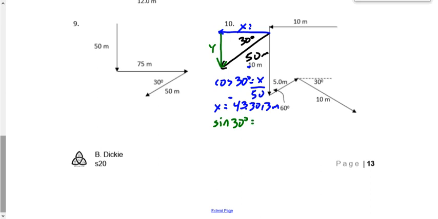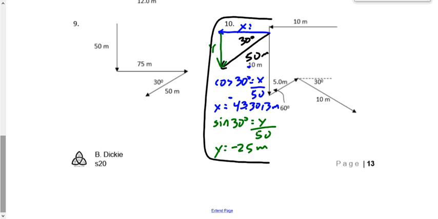And the y component is the opposite side. So we'll say sine 30 degrees is equal to opposite over hypotenuse, and that ends up being equal to 25. It actually is negative as well because it's downward. They're both negative. First one's negative because it's to the left. The second one is negative because it's downward. Now, I'm going to replace this 50 meters with a 25 right there and a 43 right here.